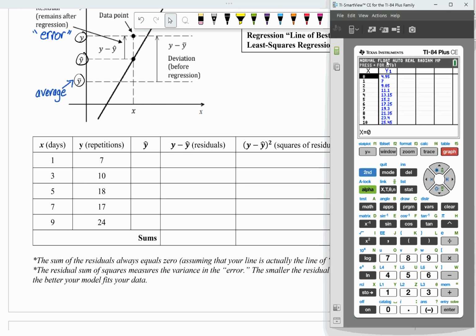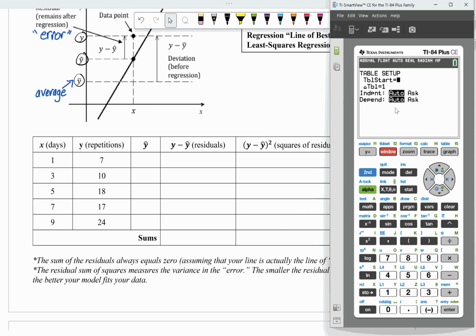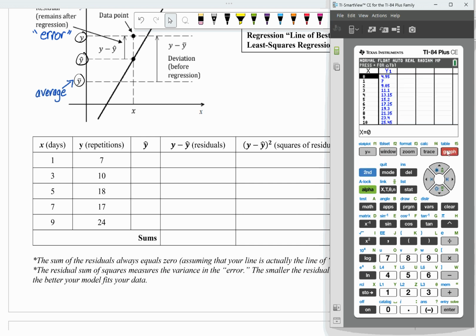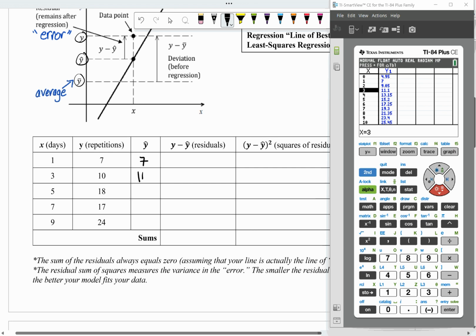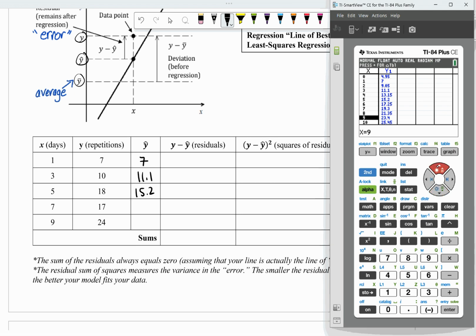So second graph gives us our table values. If you don't see your table values, you can go to second window, make sure both your independent and dependent are in auto, and that your table start is 0 and your table change is 1. So second graph. So here, when we have 1, our y value is 7 from our linear regression line. And then at 3, we can see we have 11.1. At 5, we have 15.2. And then we have 7, 19.3. 9 is 23.4.